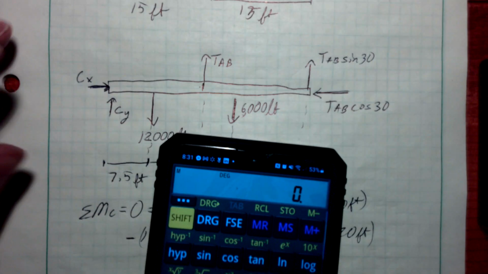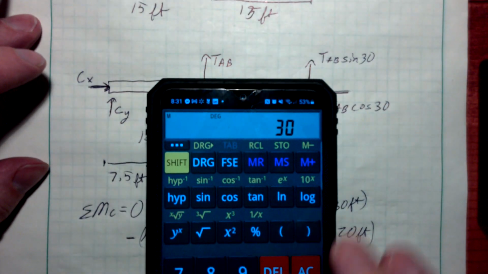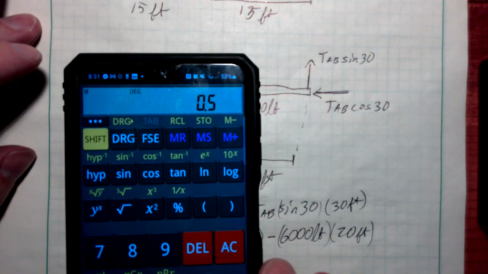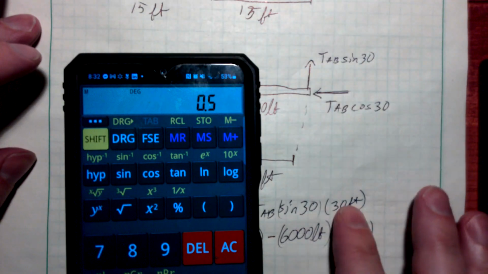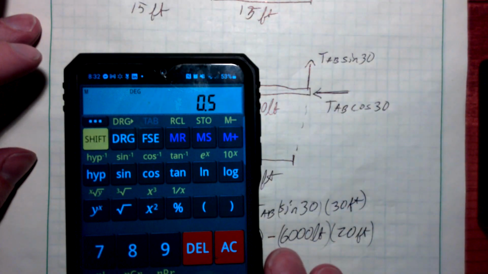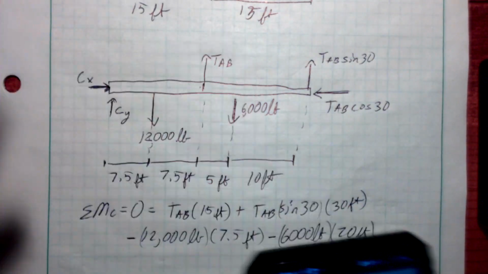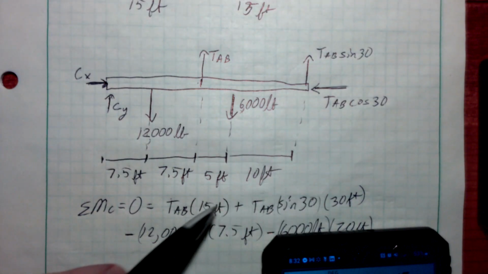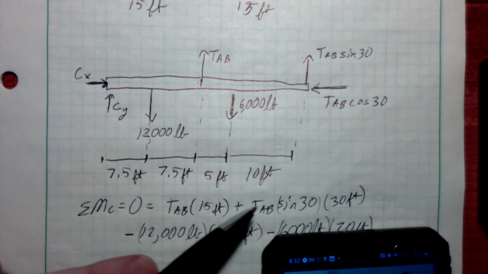Let's make sure here. So if I take the sine of 30, that is a half. That's what I thought. Make sure your calculator's in the right units. So sine of 30 times 30 is just going to give me 15. So I've got 15 feet times, this is also 15 feet. So I've got basically 2 T_AB.